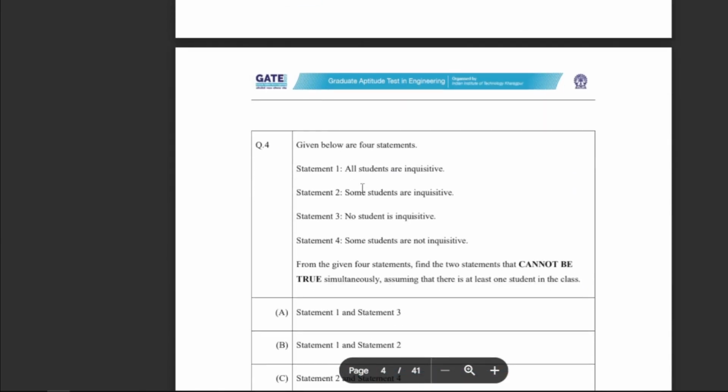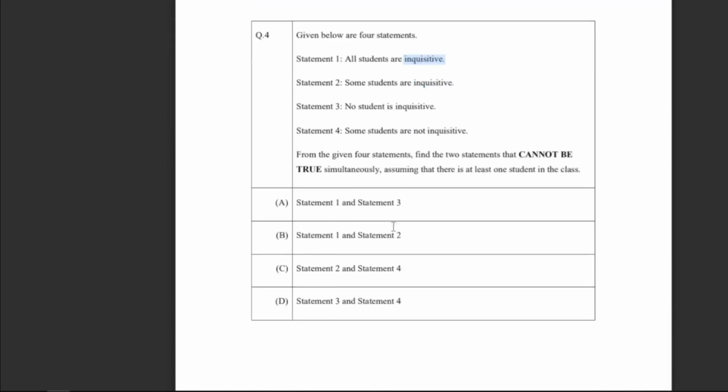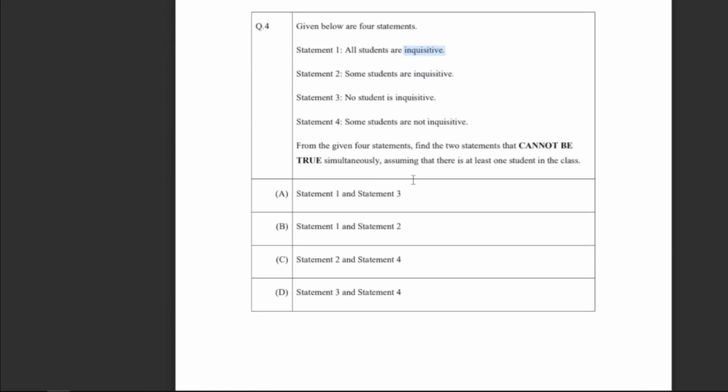The next question is, given below are four statements. Statement 1: all students are inquisitive, right? Statement 2: some students are inquisitive. Statement 3: no student is inquisitive. And statement 4: some students are not inquisitive, right? The problem is, from the given four statements, find the two statements that cannot be true simultaneously, assuming that there is at least one student in the class.